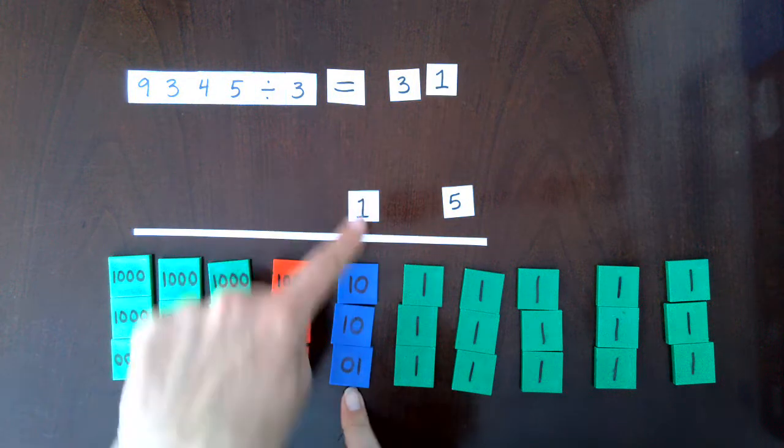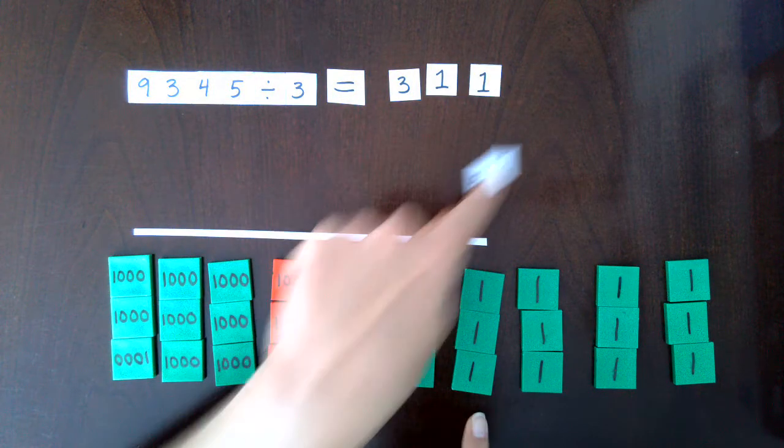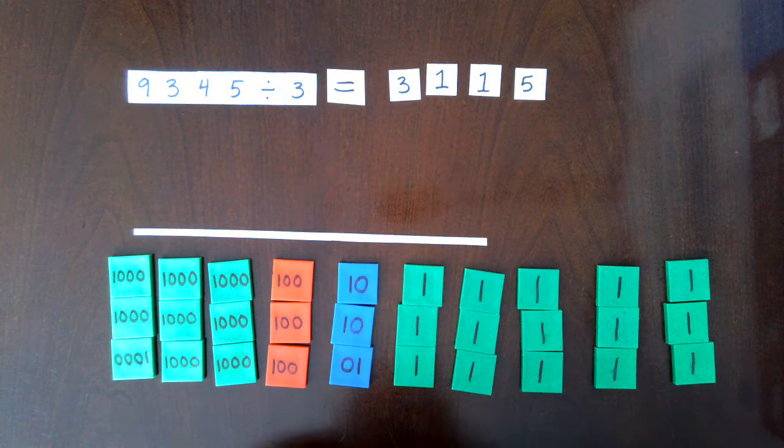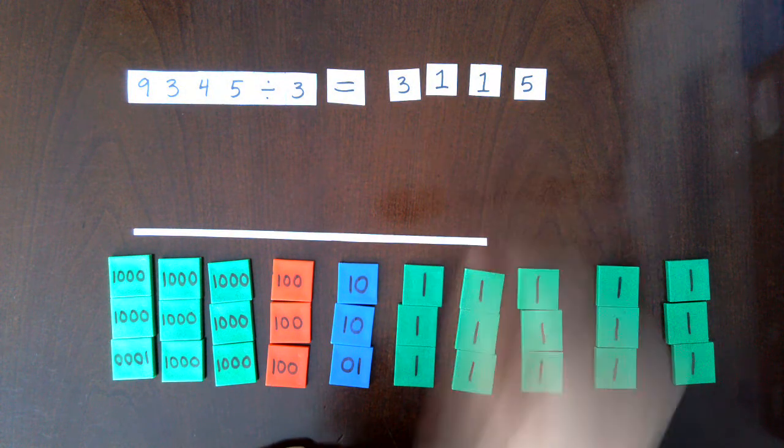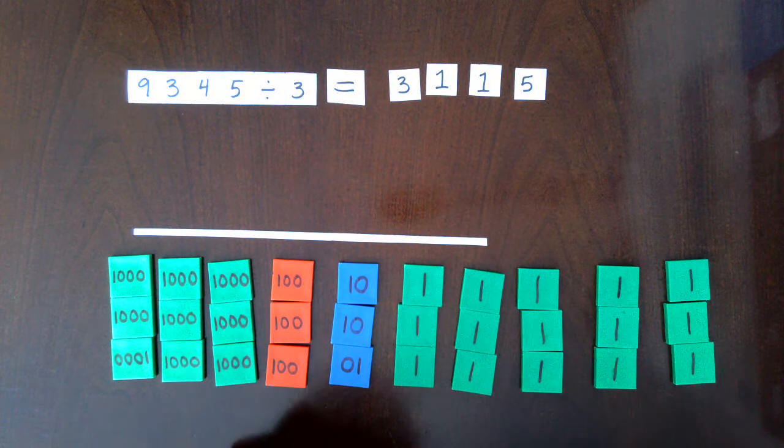3,000, 100, 10, and 5 ones. So our answer is 3,115. And that's how to do group division.